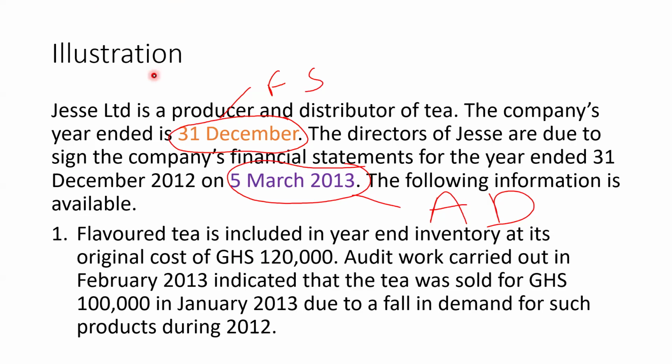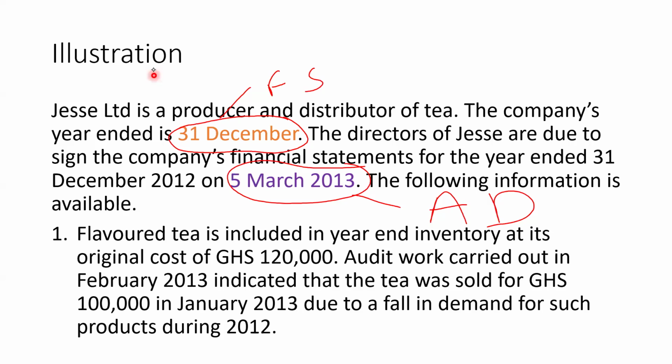Somebody is saying fall in price of closing stock. That is great. Decrease in inventory. Inventory was overstated by 20,000 cedis. How was it overstated? What led to the overstatement? During the reporting period, inventory was recorded at cost. At cost of 120,000, right? At cost of 120,000, yes.